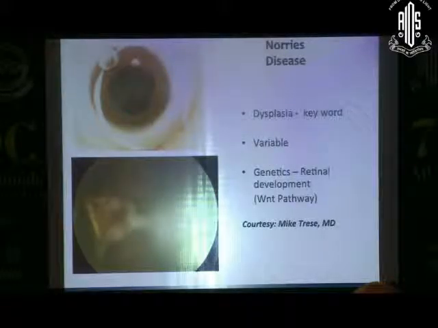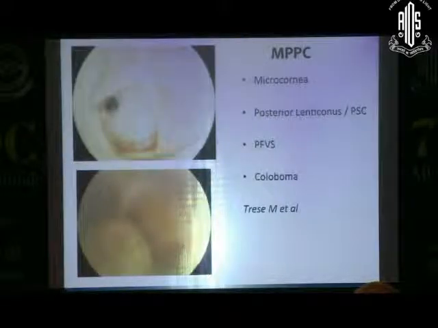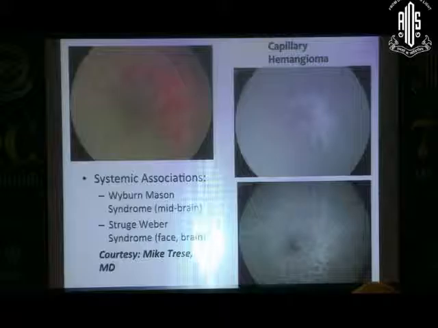Norrie's disease is not very commonly reported in India, but the key word is dysplasia, and when you see dysplasia, it would be Norrie's. MPPC is a more recently described syndrome: microcornea, posterior lenticonus, PHPV or PFVS, and coloboma. Often, as ophthalmologists, we understand that these conditions have syndromic associations and a lot of them have a cerebral problem. So you have to refer them for multiple care.